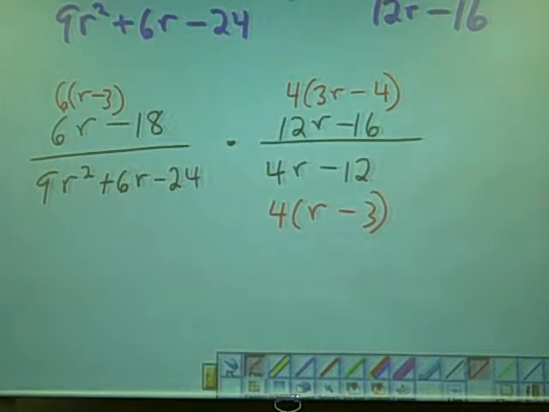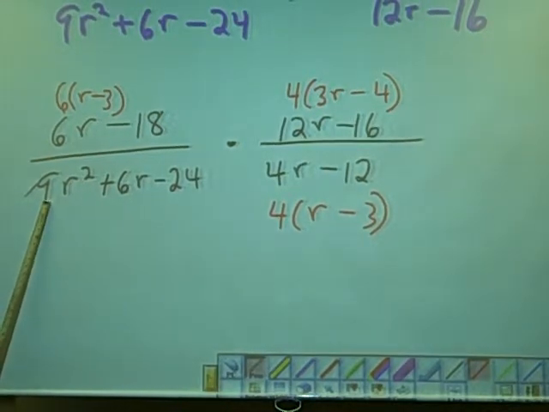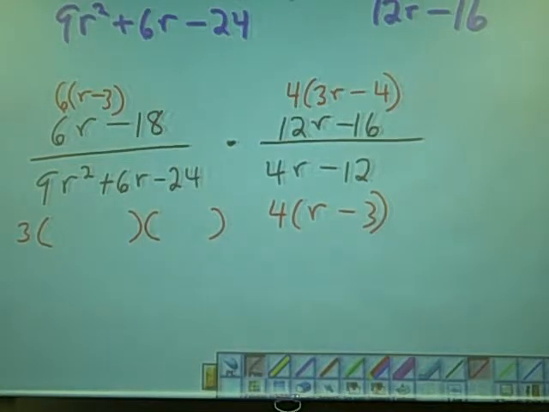Well, you always want to see if you have a common factor that you can factor out of all 3 terms. Well, we have a 9, right? Well, 9 doesn't factor out of 6. But what about 3? Can we factor 3 out of all 3 of them? Yeah, we can, right? Because 8 times 3 is 24. So we can factor a 3 out. That still leaves us with 3r squared plus 2r minus 8.